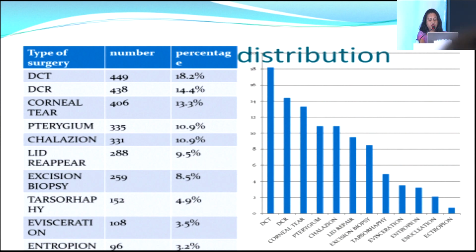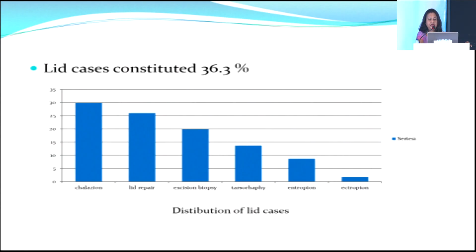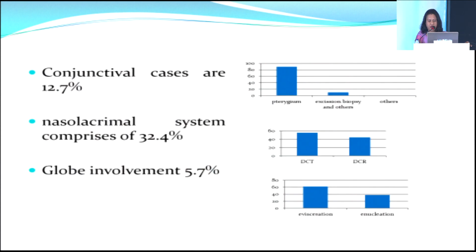Now, if we see, most of the cases were DCT followed by DCR, then corneal tear, pterygium, chalazion, lid repair, excision biopsy, tarsorrhaphy, evacuation, and entropion. Now, when we see the lid cases, they constituted 36.3% of cases. Out of these, the most common was chalazion, then lid repair, excision biopsy, tarsorrhaphy, entropion, and ectropion.